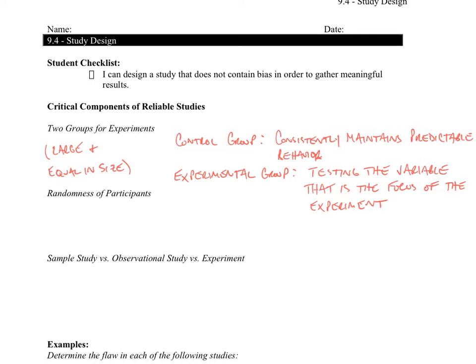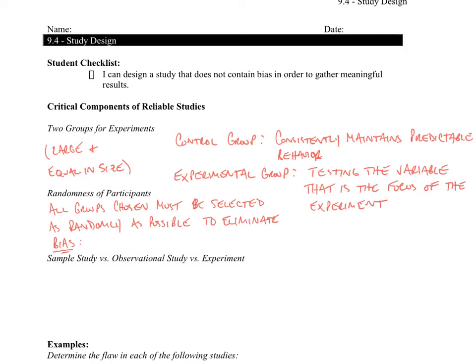And another thing is we have to make sure that the people participating in our experiment are randomly selected. This is a big thing. All groups chosen must be selected as randomly as possible to eliminate bias. So if one of your groups is biased, that means that your results are going to be skewed and they're not going to be reliable. So we need to make sure that everyone's chosen totally randomly.